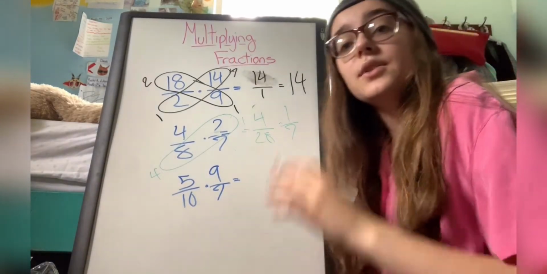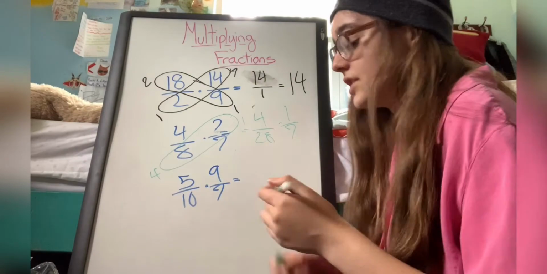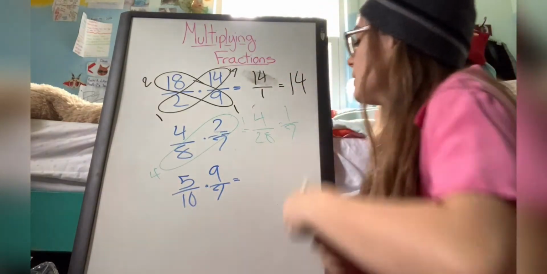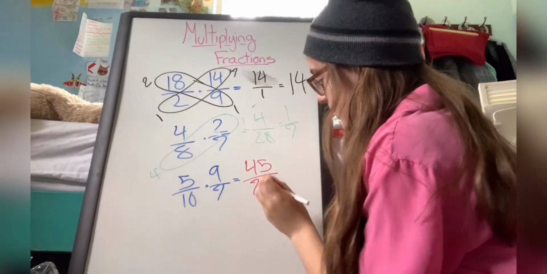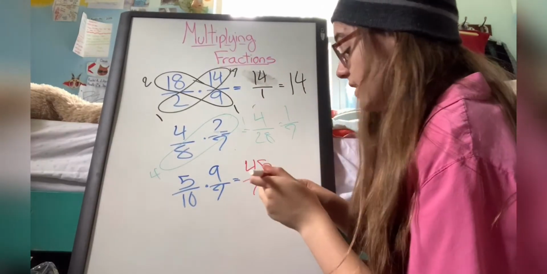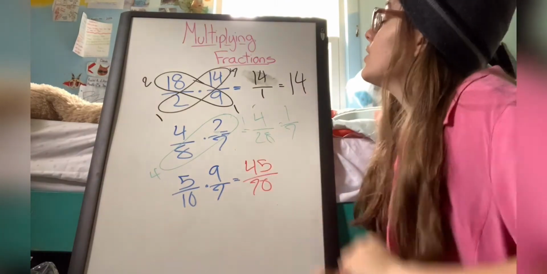And this one, you couldn't do cross multiplication, you just had to do it out. You would get 45 over 70, and you'd notice that can't be simplified. So those are the answers.